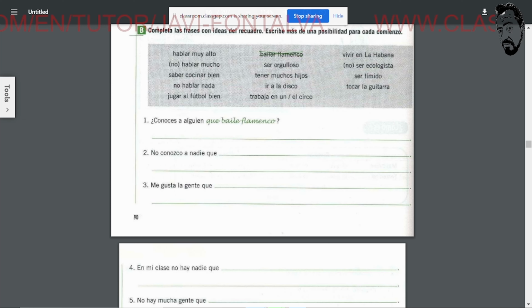So no hay mucha gente que. Okay, I can use trabaja en un circo kind of. So here also it will be subjunctive because you said there aren't many people. Yeah, so trabaje, singular, okay? Trabaje en un circo. So no hay mucha gente que trabaje en el circo.